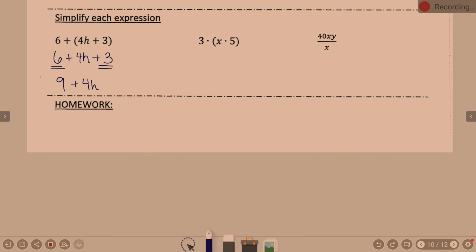Now, I like to ask this trick question. What is 9 plus 4h? 9 plus 4h. Well, you have to say the plus in there. But in other words, can I add those? We can't add them because this one has an h and this one doesn't. So you can say 9 plus 4h. You can say 4h plus 9, but we can't add them.